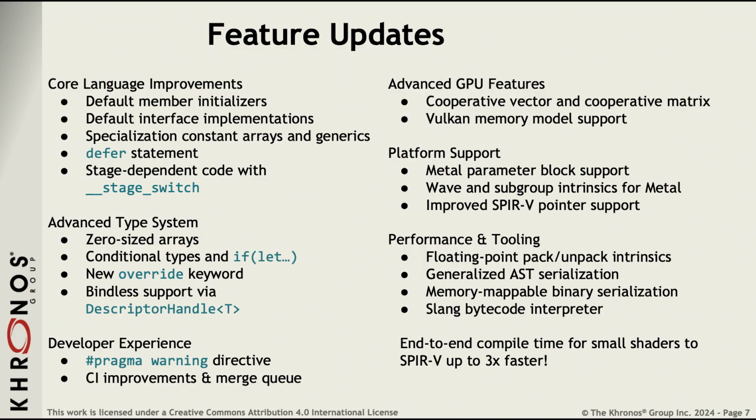One thing I want to call out in particular is we recently landed some serialization changes that allowed us to get up to 3 times the end-to-end compilation speed for small shaders going to SPIR-V. So we're continually working on features like this to help make Slang better and better for your daily use. So with all that said, I'm going to go ahead and bring up the presentation from Simon and let you hear from folks doing a deeper technical look at Slang.